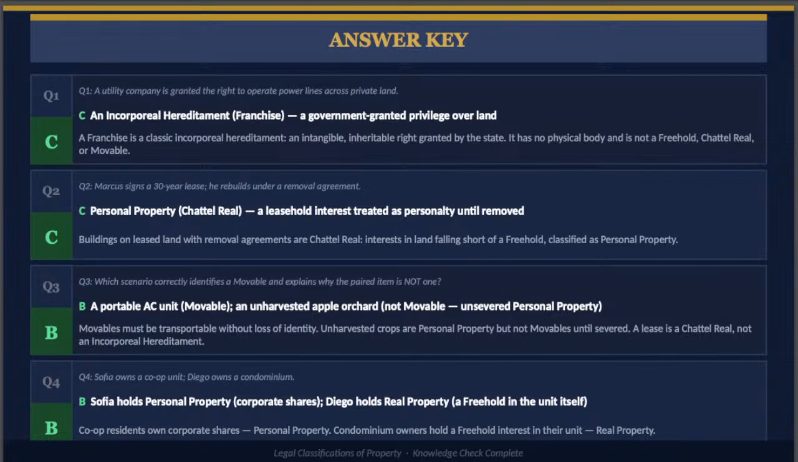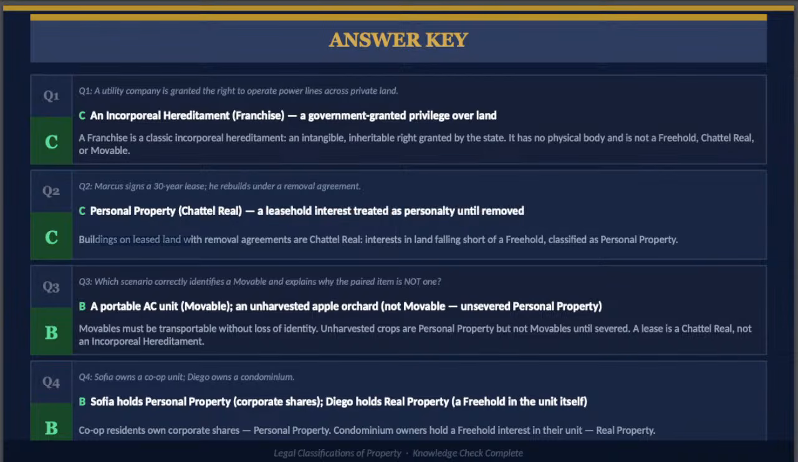So there it is. Now for question 2. Mark assigns the 30-year lease and he rebuilds the burned structure under a removal agreement. The correct answer is C. It's personal property, chattel real, a leasehold interest treated as personalty until removed.